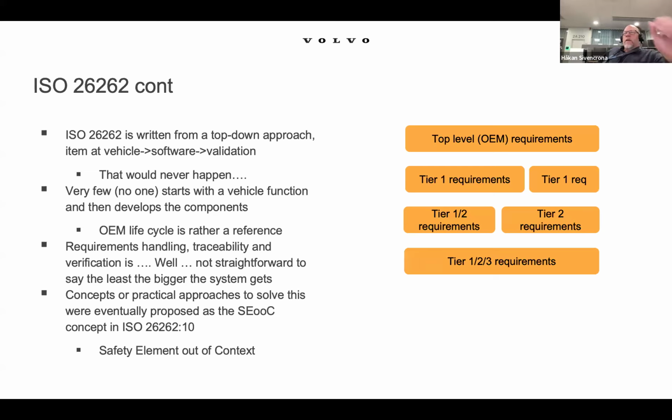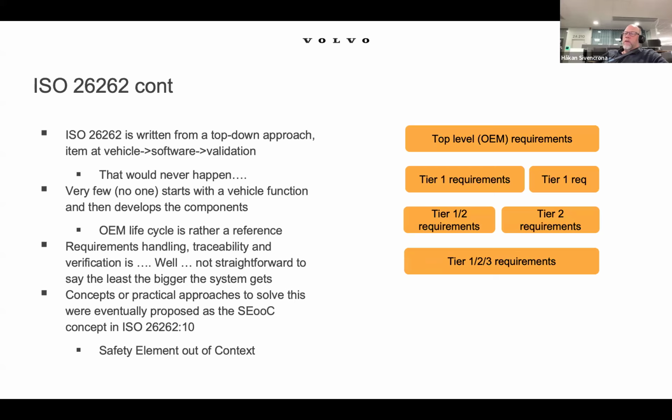But again, ISO 26262 is written from a top-down approach. You have the top-level requirements, and you go through tier one, tier two, tier three. There's no one doing that, right? Maybe for the simplest functions, but let's say that we use the ISO 26262 lifecycle as a reference. But we also understand that the bigger the system becomes, the more complicated it is to maintain the traceability, to maintain verifications, and to see dependencies between certain components. So you need to have a very good approach to do it.